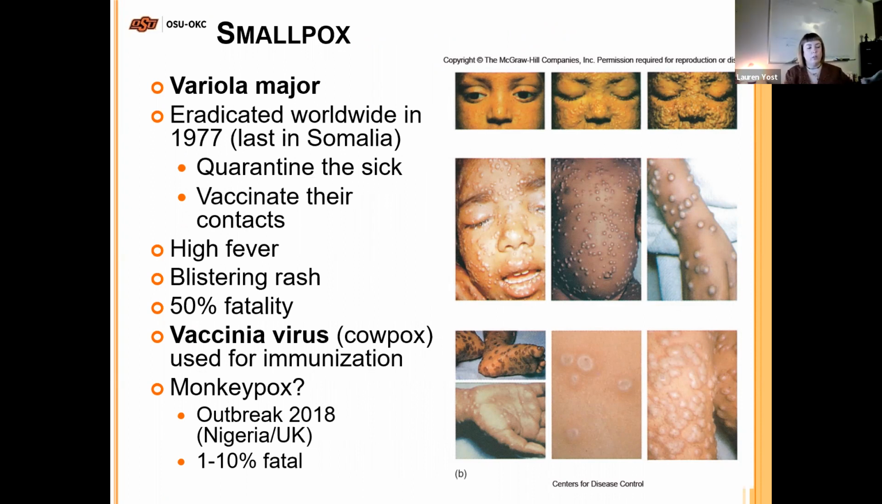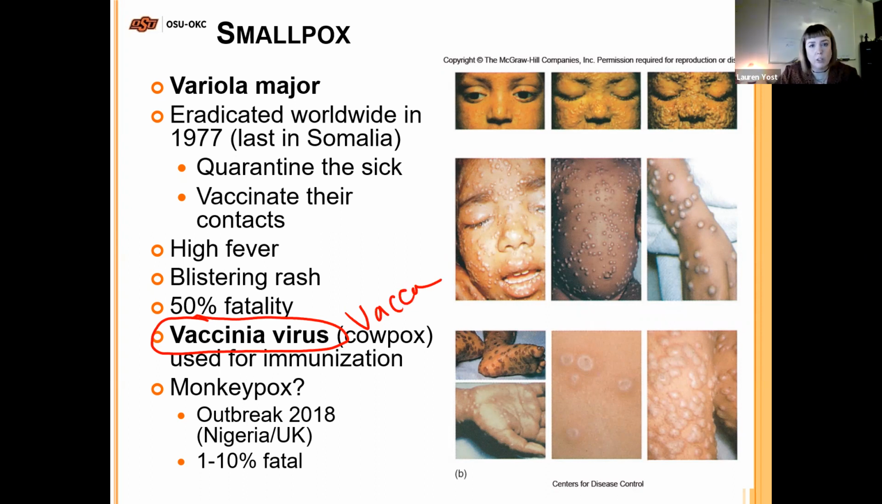We used the vaccinia virus. So this is an important one. We know smallpox is caused by variola virus. Vaccinia virus. What does vaccinia sound like to you? Vaccine, right? So the vaccinia virus, in case you don't know, vaca means cow in Latin. So this is a cowpox virus.